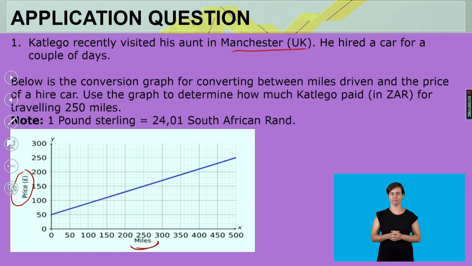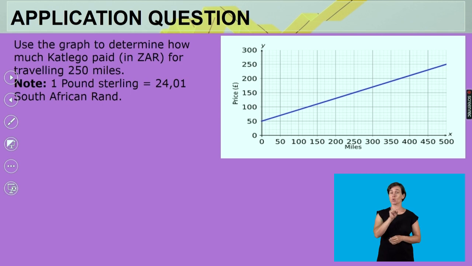So let's quickly see the question at hand. Remember, we need to find how much he paid for hiring this car. First of all, we are saying use the graph to determine how much Katlego paid in South African Rand for traveling 250 miles. Let's take that as our starting point. So let's find 250 miles. It's right here. Can you see? So first of all, I'm going to establish how much did he pay in pounds, and then I'm going to convert that pounds to South African Rand by using the conversion given in the little note there. Are we fine?